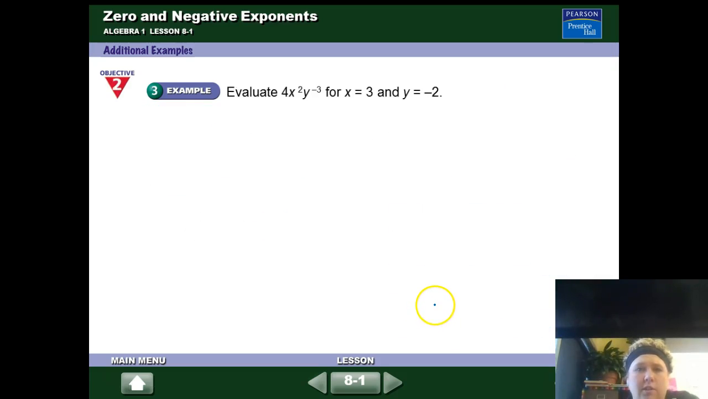Last example for the day, there's 2 different methods to solve this. So we can first simplify this out and then plug in what the x and y values are, or you can plug them in right away, then simplify. Method 1 is simplifying first. So we know this is 4 times x squared times y to the negative 3. So it's really 4 times x squared times 1 over y cubed. So that's really 4x squared all over y cubed, positive y cubed.